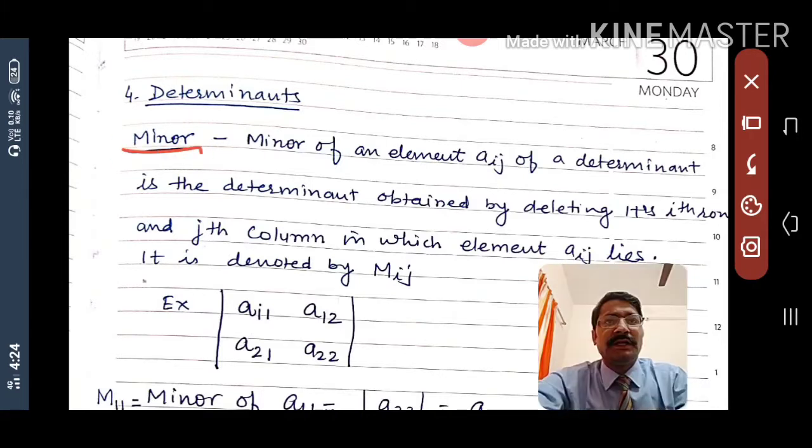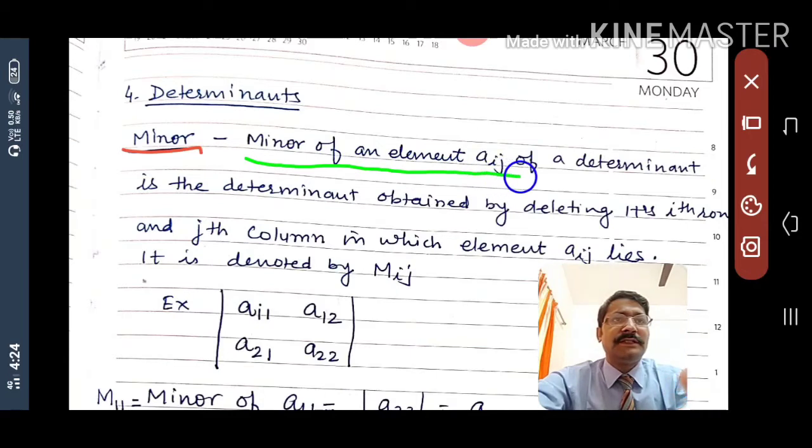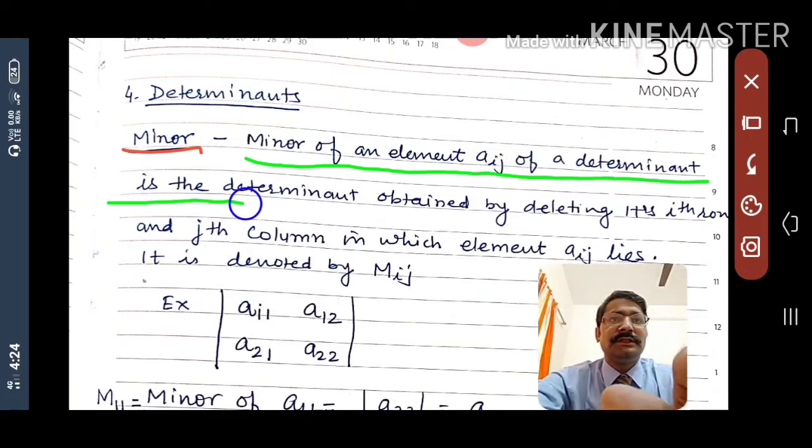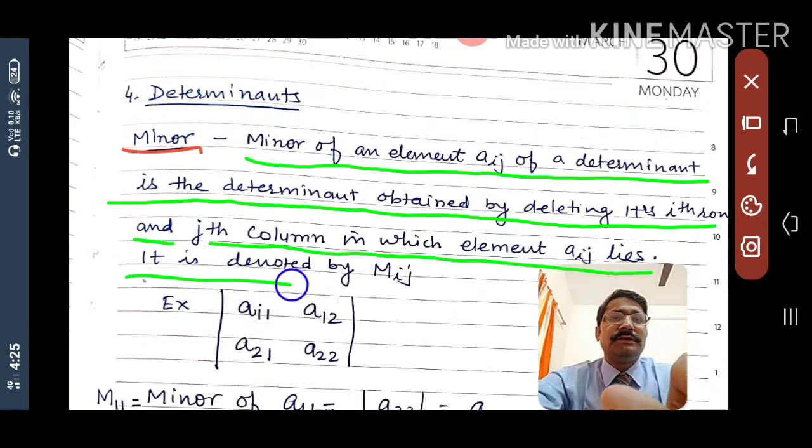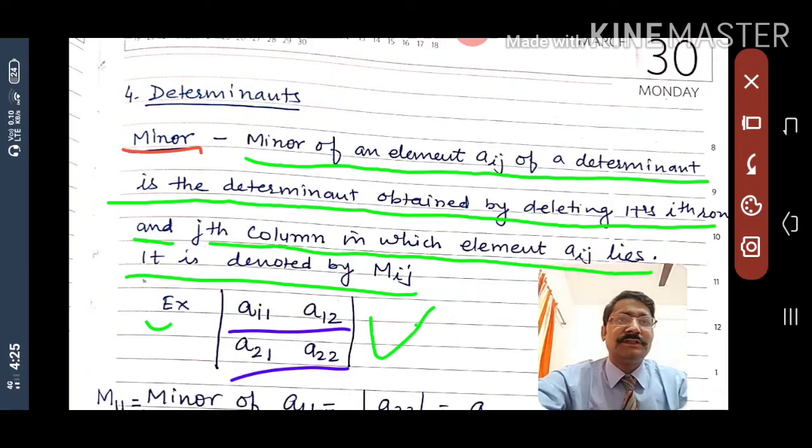What is the minor? The minor of an element aij of a determinant is the determinant obtained by deleting its ith row and jth column in which the element aij lies. It is denoted by Mij. Look here, you can understand. Let us take this example. This is a 2 by 2 determinant, and it has two rows. First row, first element is a11, second element is a12, and second row, first element is a21 and second element is a22.